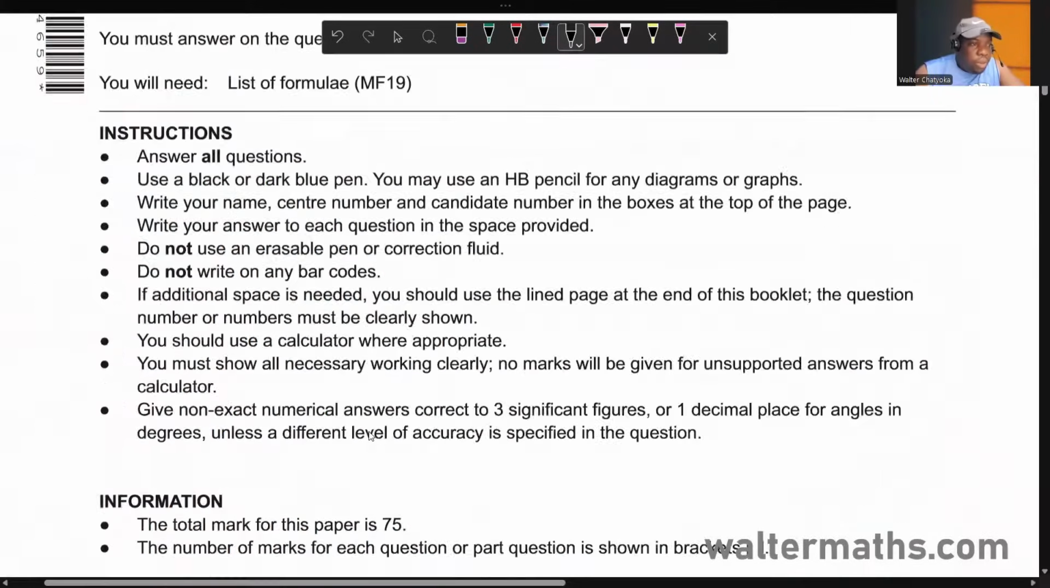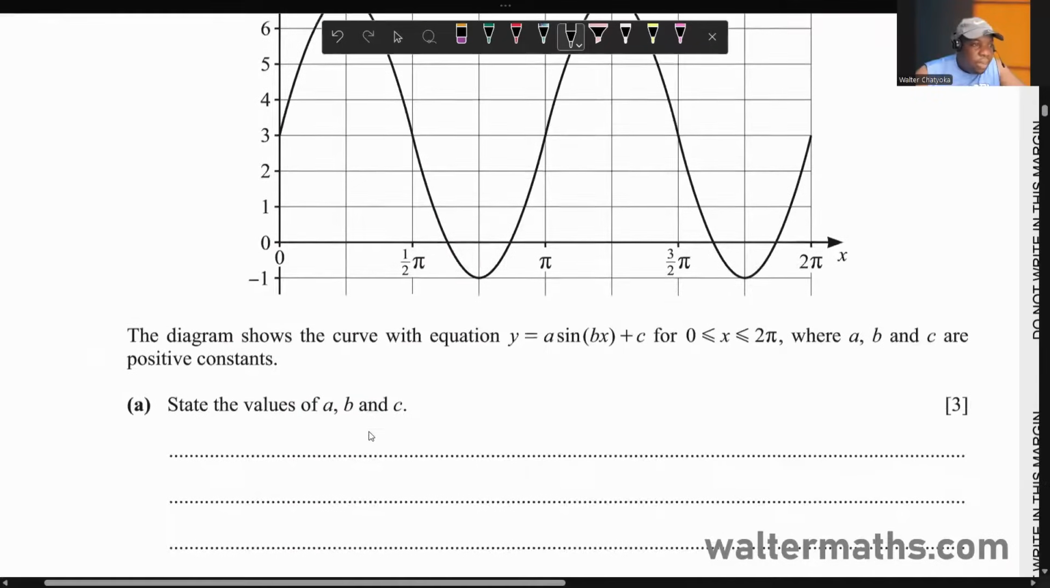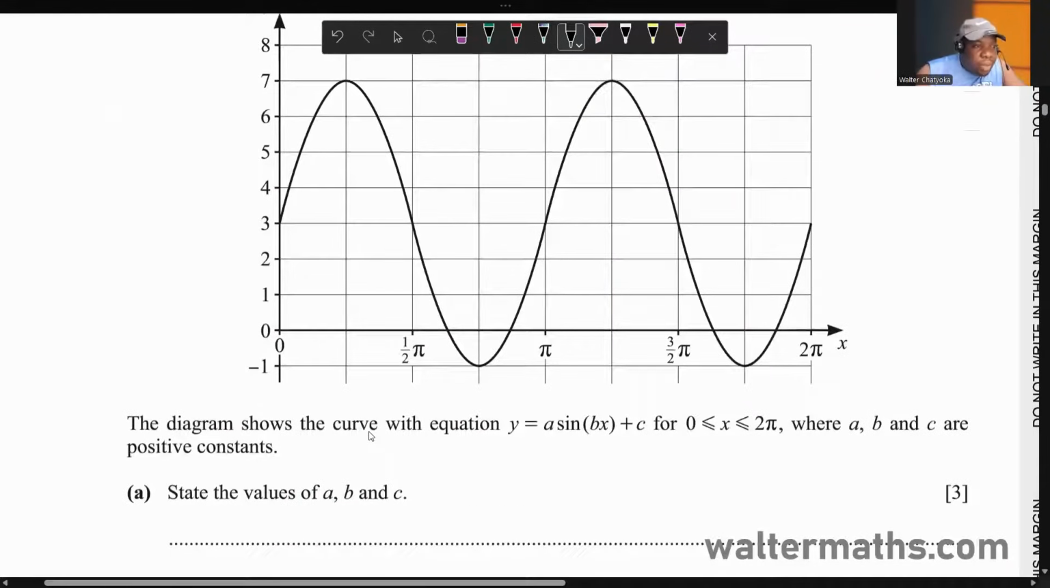All right, so we are going to start with question number 1, and it says the diagram shows the curve with equation y is equal to a sine bx plus c for 0 to 2 pi. So these are values of x between 0 and 2 pi, where a, b, and c are positive constants. So in part A, state the values of a, b, and c.